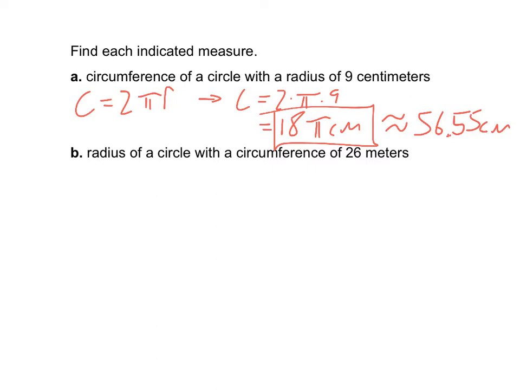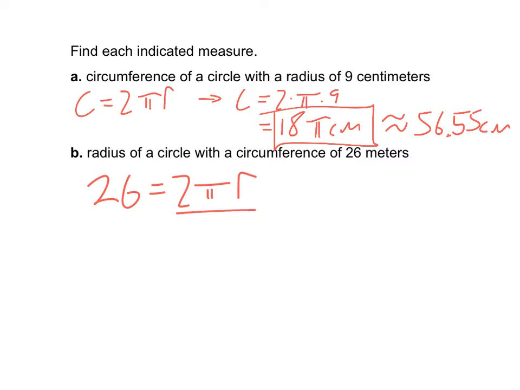Use the pi key on your calculator if you want a good approximation. So, all right, what if we flip this around? We want to find the radius if we know the circumference. So what if we know that we've got a circle and we've got 26? Well, we've got 2 pi r is equal to the circumference, and our circumference is 26.